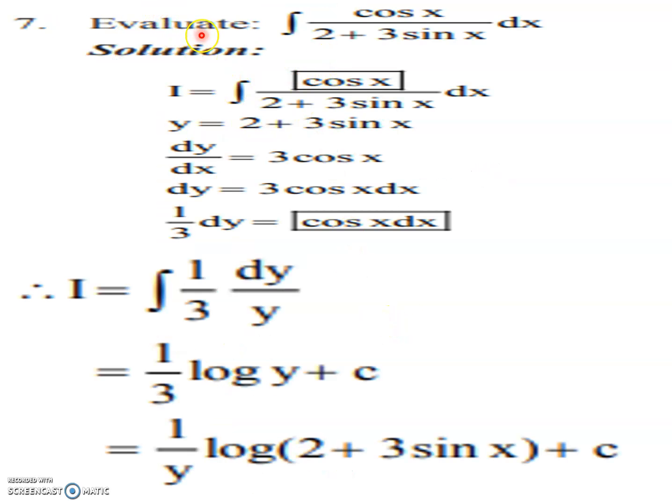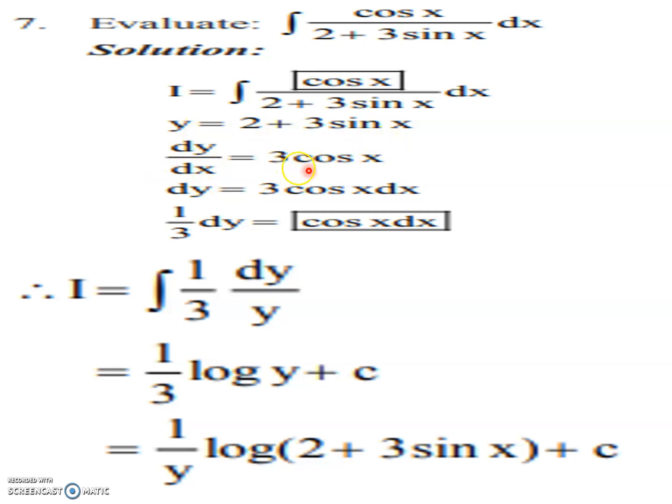Now evaluate the integral of cos x over 2 plus 3 sin x. If the derivative of the denominator function is available in the numerator, we know that the integration of f dash of x upon f of x dx is log modulus f of x. That's why we have to use the substitution for 2 plus 3 sin x. The derivative of a constant is always 0. Yes, differentiate with respect to x on both sides.